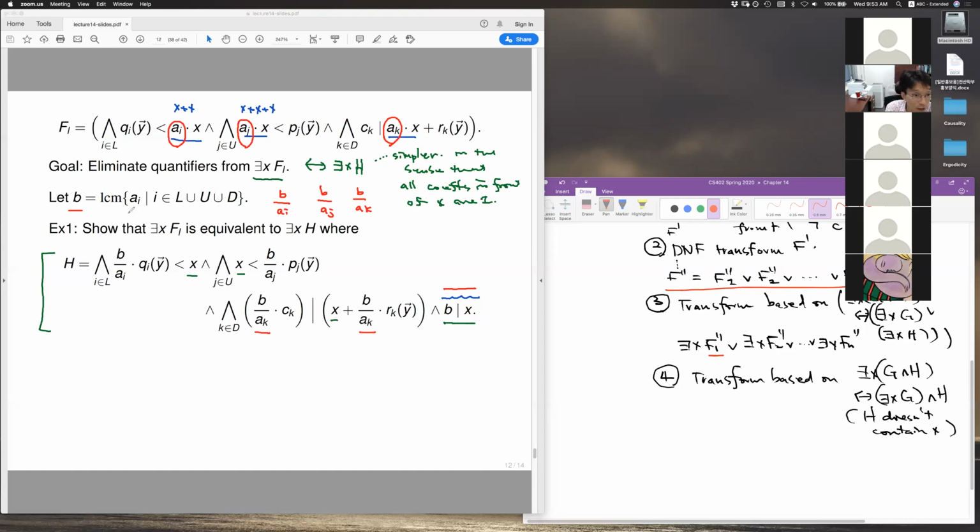Okay, so the first exercise I want you to think about, I will give you 2 minutes, is that exists X FL and exists X H say exactly the same thing. They are equivalent in the theory of natural numbers, the standard natural number structure of Peano arithmetic. So try to show why that is the case. I will give you 3 minutes to think about this.